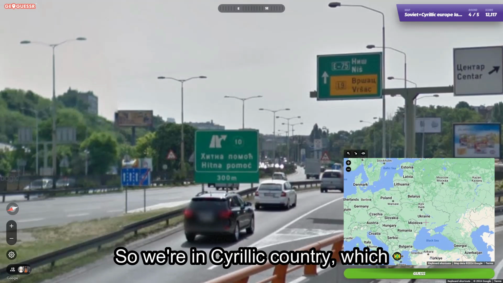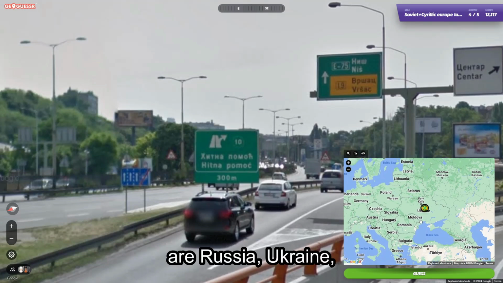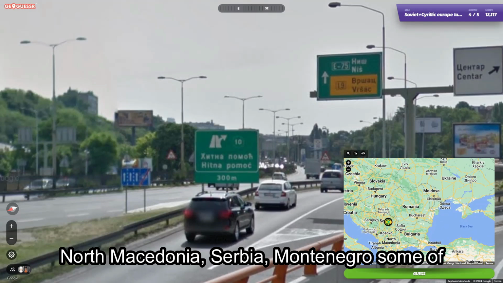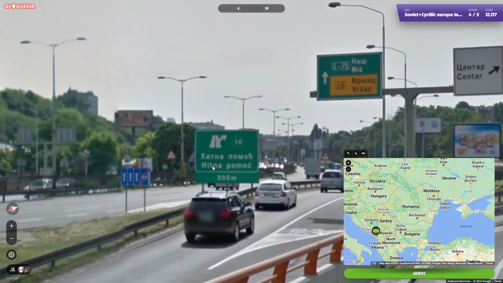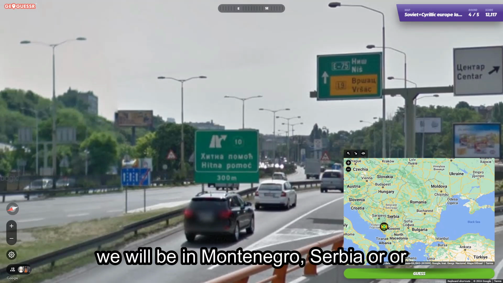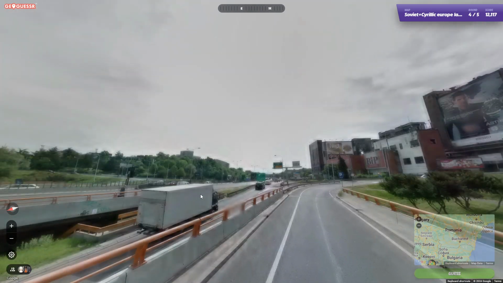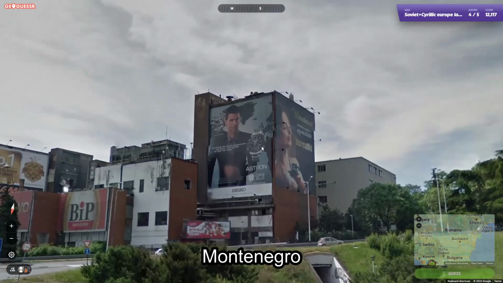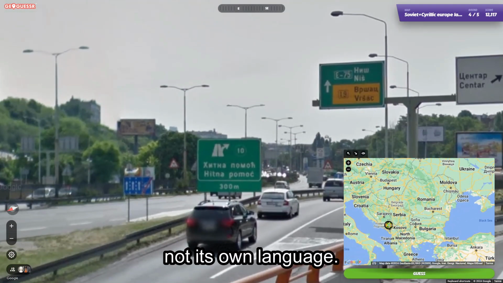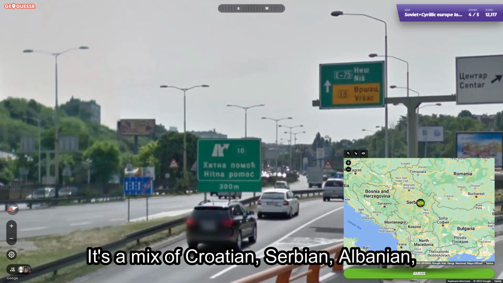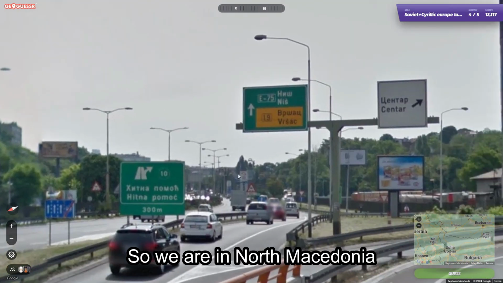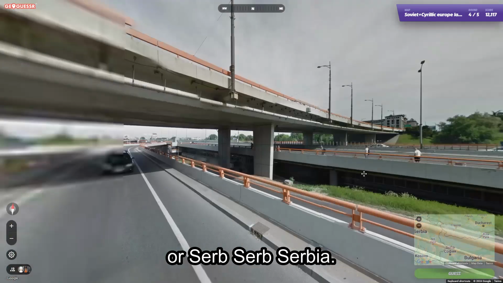So we're in Cyrillic country, which are Russia, Ukraine, Bulgaria, and then North Macedonia, Serbia, Montenegro some of the time. But since we have a Latin translation, we will be in Montenegro, Serbia, or North Macedonia. The language in Montenegro is not its own language. It's a mix of Croatian, Serbian, and Albanian, and this is also not what that language is. So we are in North Macedonia or Serbia.